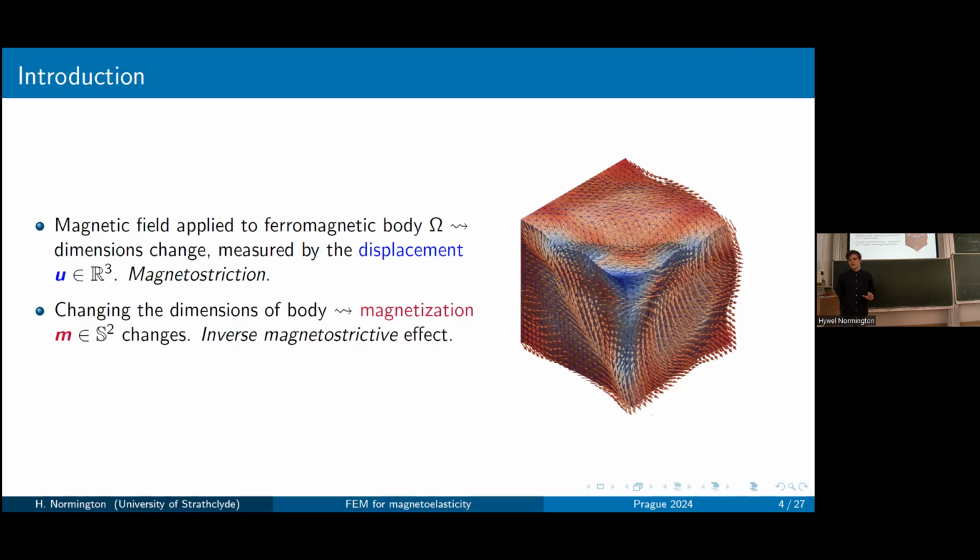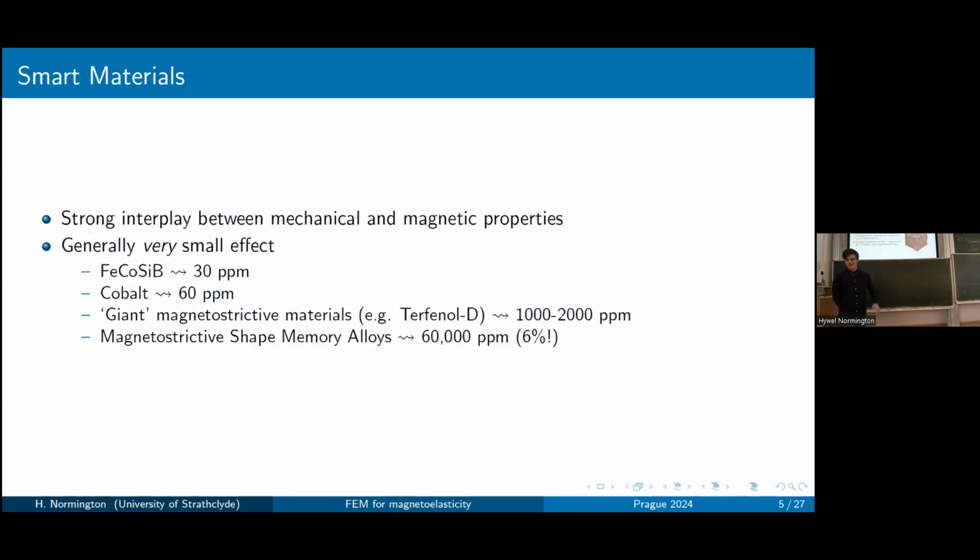And the important thing to note here is that M, which is the magnetization, this vector is in S2. So this has constant unit length everywhere, because this is a quantum mechanical effect that we've known for a while, which I'll get to later.